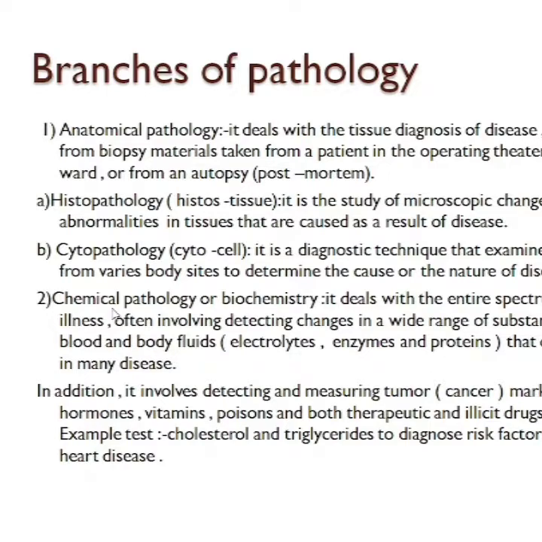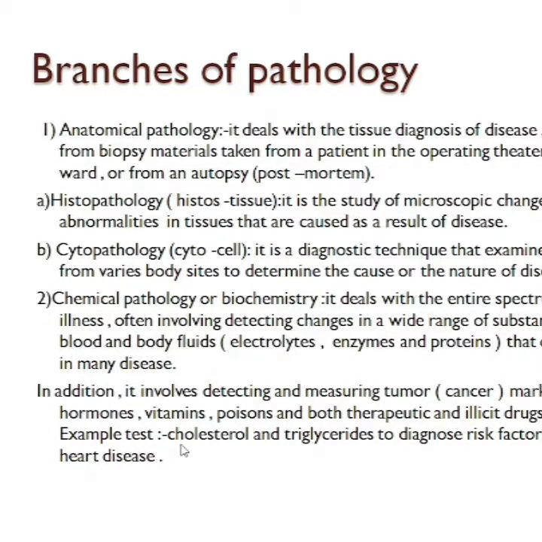So chemical pathology, which you can also call biochemistry, deals with the entire spectrum of illness, often involving detecting changes in a wide range of substances in blood and body fluids. For example, electrolytes, enzymes and proteins that change in many diseases. In addition, it involves detecting and measuring tumor or cancer markers, hormones, vitamins, poisons, and both therapeutic and recreational drugs.